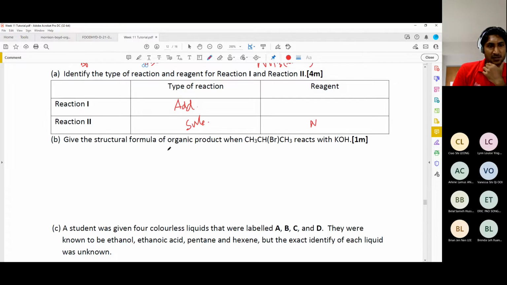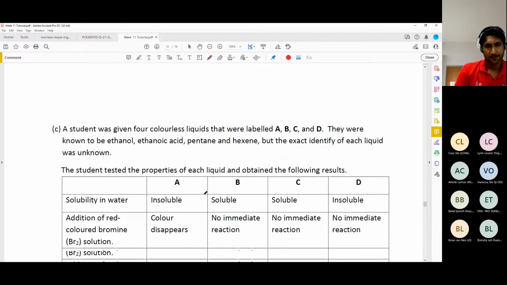Give the structural formula of the organic product when 2-bromopropane reacts with potassium hydroxide. Same thing, the bromine will be removed from here, hydroxyl will go in. So propan-2-ol will be produced.